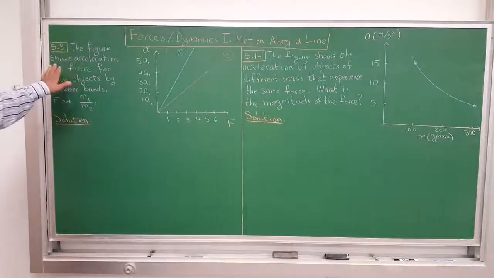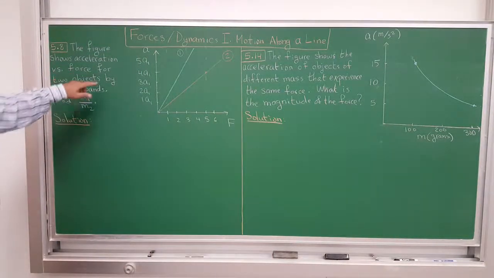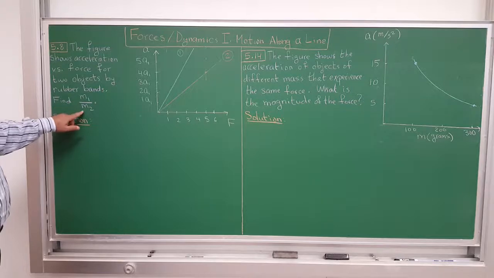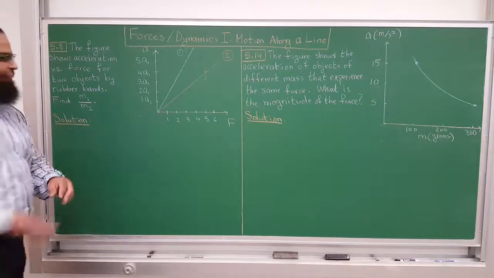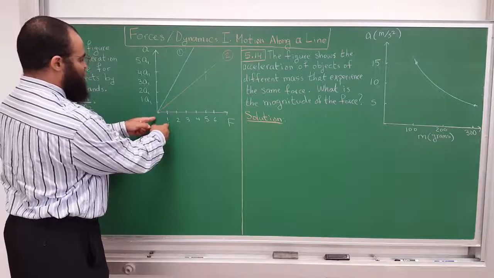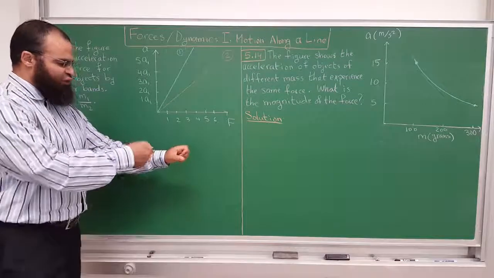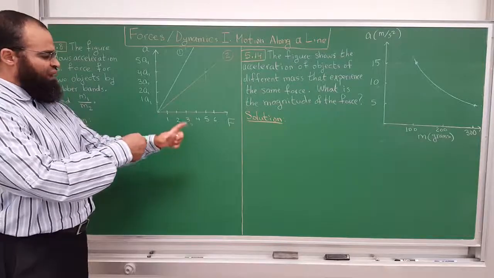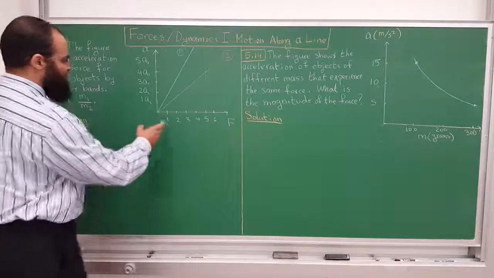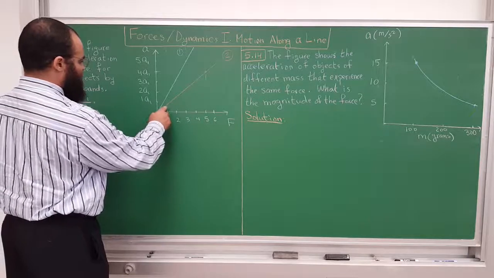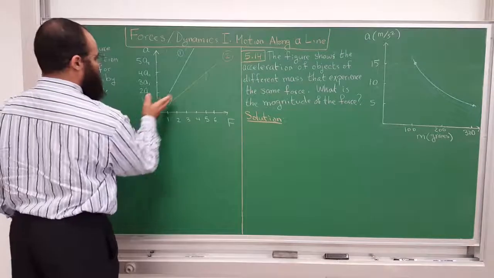It says here, the figure shows the acceleration versus force for two objects pulled by rubber bands, and then it says find the ratio of the two masses. So the force is given in terms of the number of rubber bands. Let's say I tie a mass to one rubber band, I extend the rubber band, and then I let the mass go, it will accelerate. So one rubber band will give you this kind of acceleration.